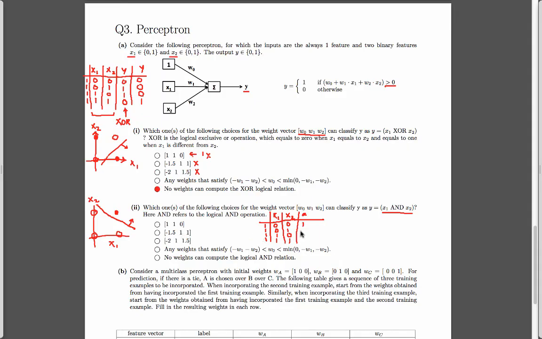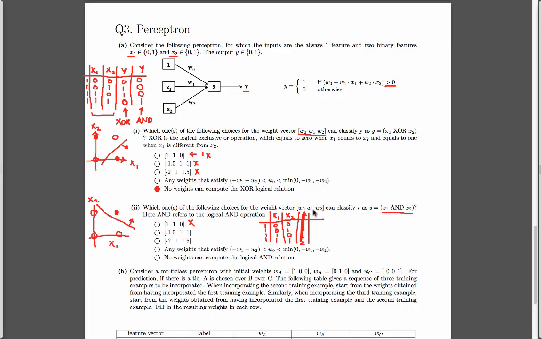And similarly, for the next example, the result will be 1. For the third example, the result will be 2. And for the fourth example, the result will also be 2. And so the resulting classification is that these are all going to be 1s because these are all greater than 0. And therefore, this isn't what we want in the AND operation, which is right here, where we want the first 3 to be 0s and the last one to be 1. So this one doesn't work. Okay, so let's cross that out.